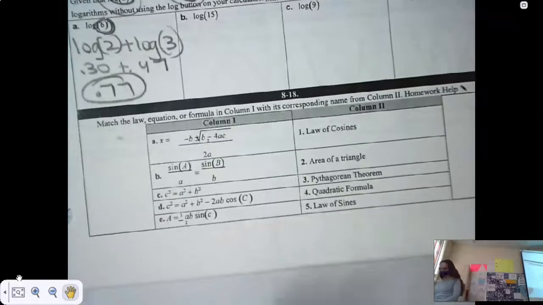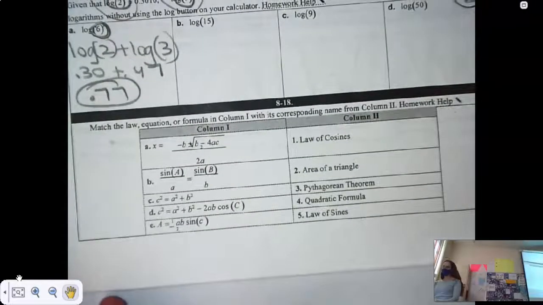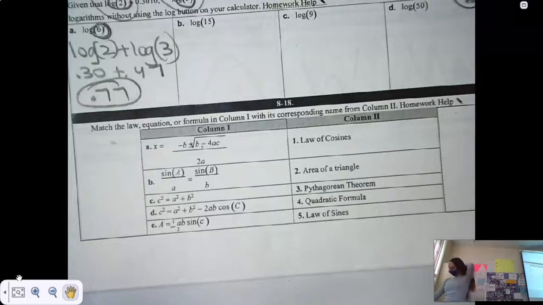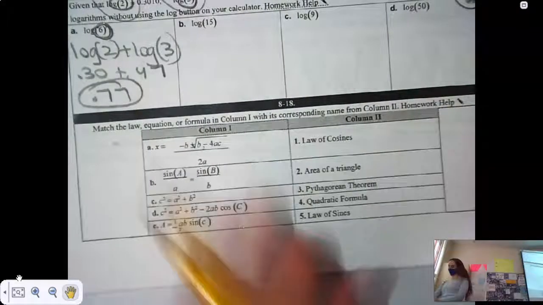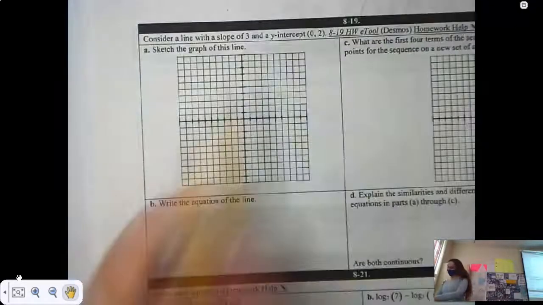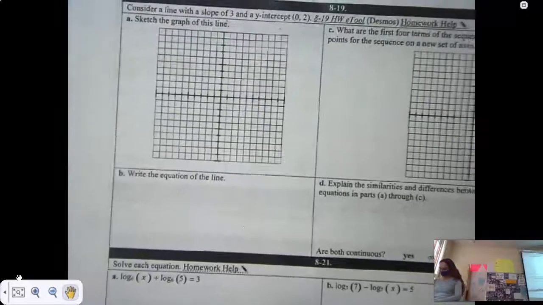Okay, this one, they want you to do matching. You're good at that because you do a lot of matching on your quizzes with me. If you're not sure, then you'll type it into Google or you'll go to Homework Help. Okay, let's turn the page. In this one, slope of 3 and y-intercept, let me remind you, this is y equals mx plus b. And hopefully remember how to do that from now. D shouldn't be that much.